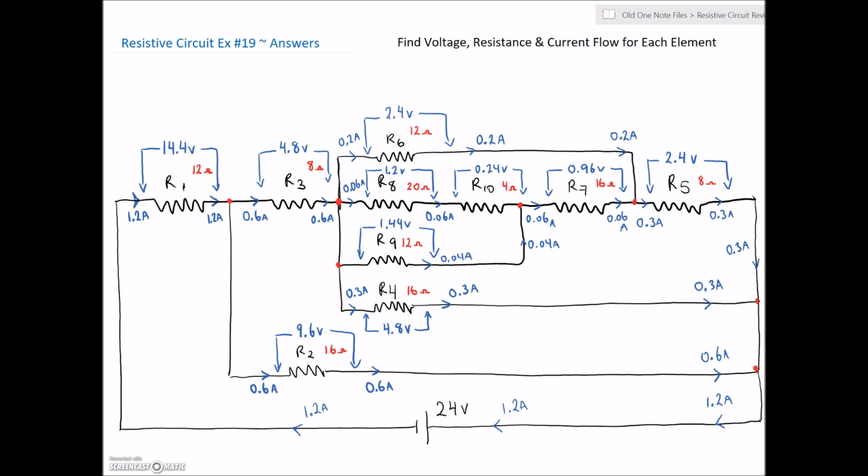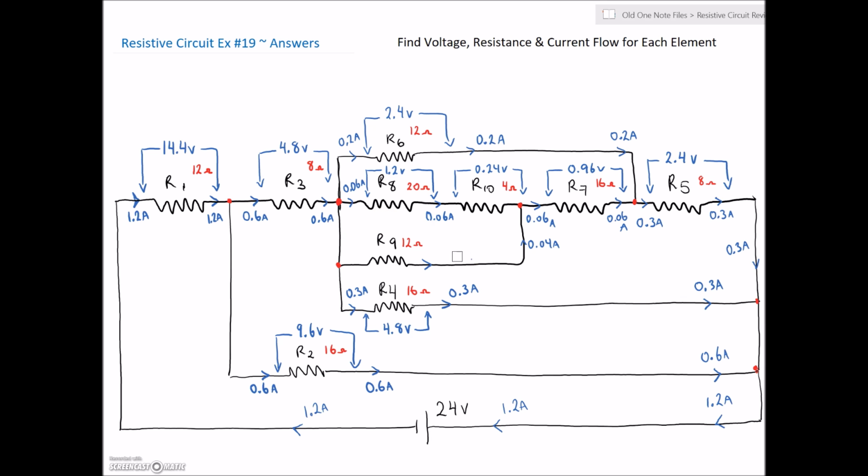Let's just double check if that works. 0.04 amps times 12 ohms is giving us 0.48. Man, what did I do there? Okay, so that's no good. That current there and that voltage, nothing's working out with those values. So it must have gone off the mark here. Let's see if we can go back a few steps and see where I went off the mark.